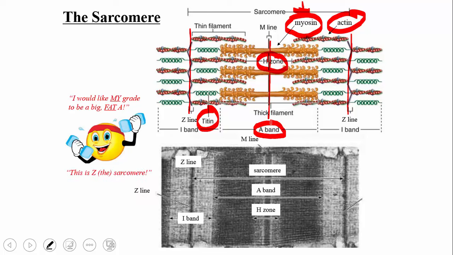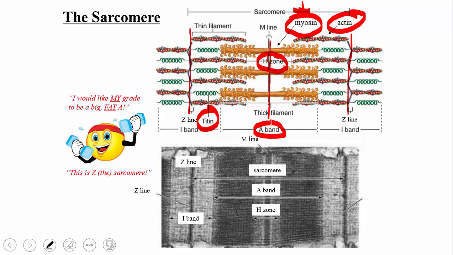What's another statement? How do we remember that Z line to Z line is a sarcomere? I think of it as, if I'm saying it with maybe a German accent, something silly to help memorize this. So this is "Z sarcomere" instead of "the sarcomere," right? This is the Z sarcomere, and that reminds me that Z line to Z line is a given sarcomere.